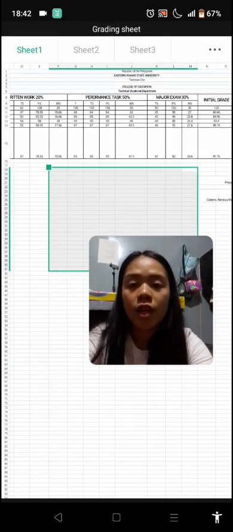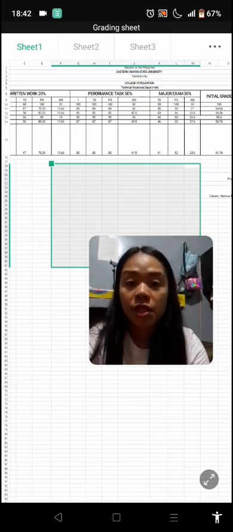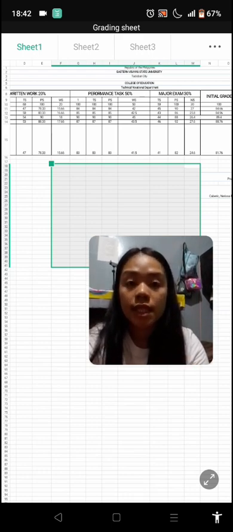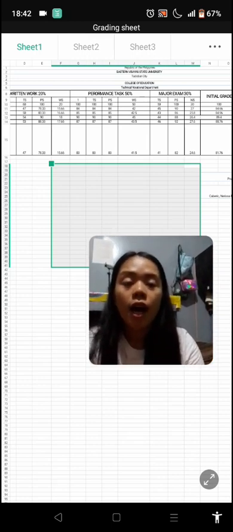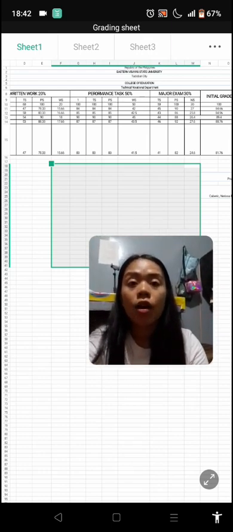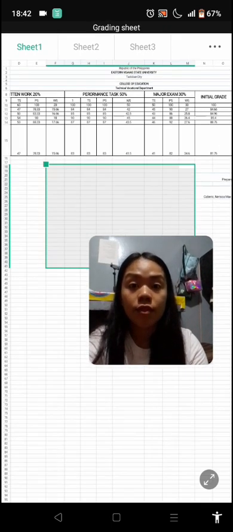So we have a total of 100%, where the written work is 20%, the performance task is 50%, and the major exam is 30%. I hope you learned something about the process I discussed on getting the initial grade and the final grade, and computing grades from DepEd.